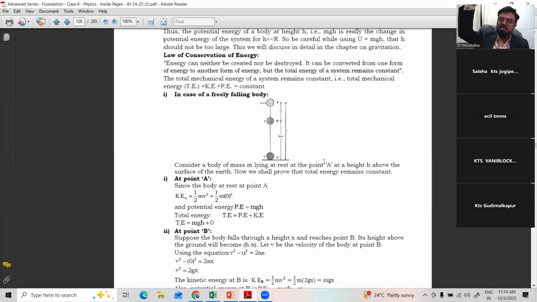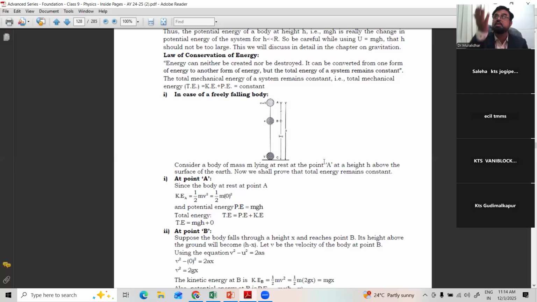Similarly, when a body is coming down, that is called a freely falling body, or a projected body, both bodies will have mechanical energies. Either it may be kinetic energy or potential energy. What happens while they are coming down? The potential energy at a high point is more because of more height. But when the body comes down, as height decreases, the potential energy decreases, but kinetic energy increases.